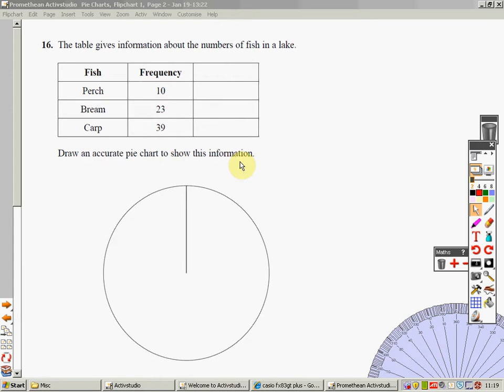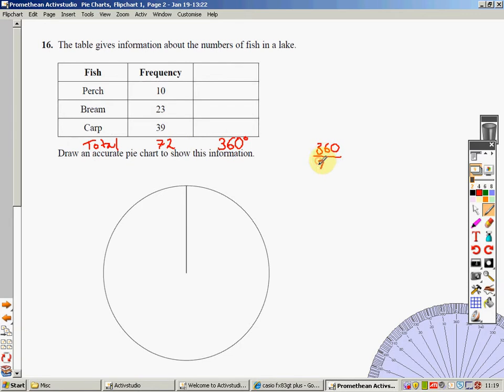The first thing we need to do is work out how many fish there were altogether. If we add those up, we'll end up with 72 fish. That 72 fish is going to have to equate to 360 degrees total on my pie chart. So I need to work out how many degrees per fish. So I've got that whole chart, 360, divided or shared out between the 72 fish, which, using a calculator, gave me 5. You may be able to do it without a calculator as well.